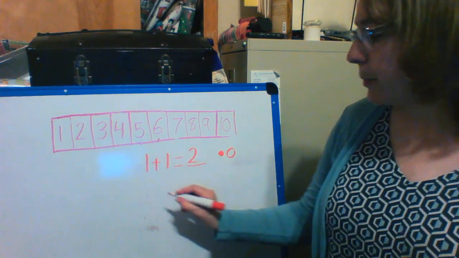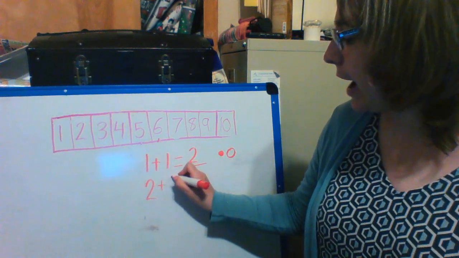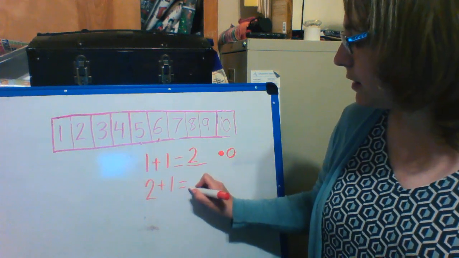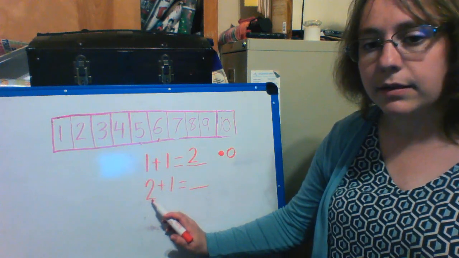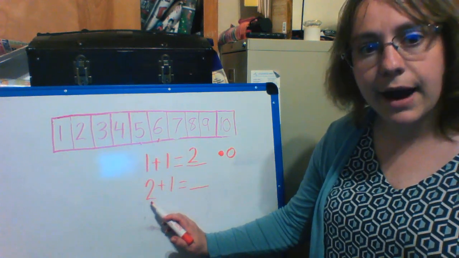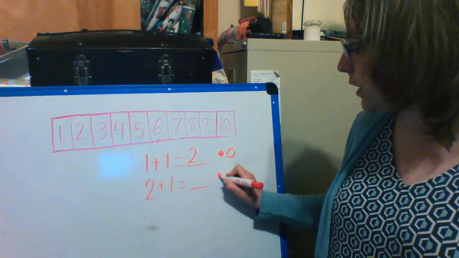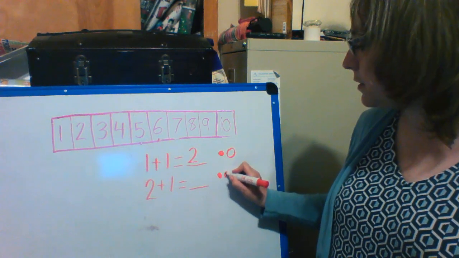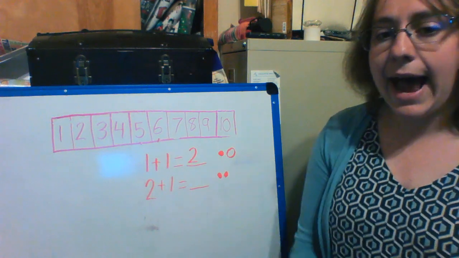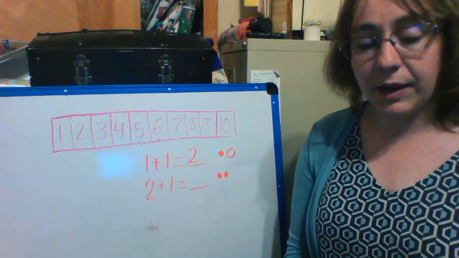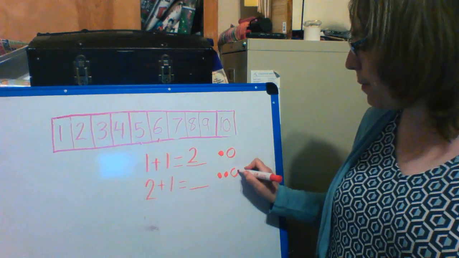Okay, now this time I'm going to start with 2, and I'm going to add 1. How many dots do I start with? You're right, I'm going to start with 2 dots. So I'm going to put 2 colored in dots. Okay? How many dots am I adding? You're right, I'm adding 1 dot. So then I'm going to fill in 1 open dot.